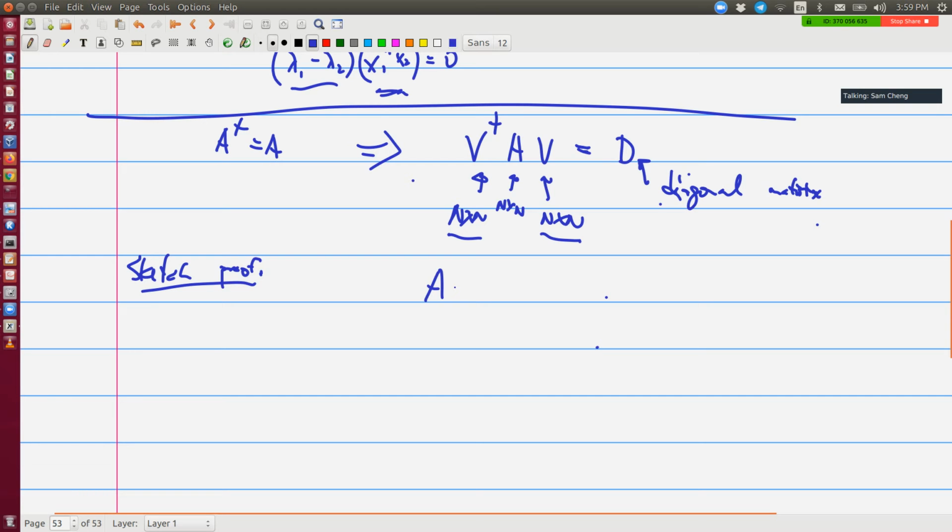So let's say I have an eigenvector U for A. U is a vector, an eigenvector. I can normalize this U such that the norm of U is equal to 1, or U Hermitian U is equal to 1. I can just scale it; it doesn't matter. Normalize.